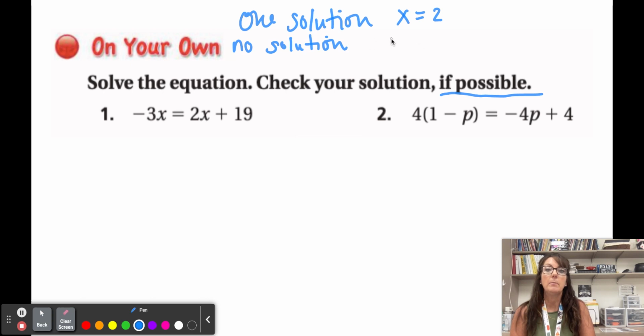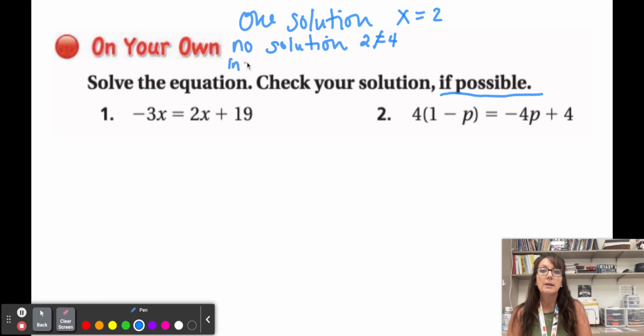And when you get to the end of your equation and you get something that says, like, maybe 2 is equal to 4. Is 2 equal to 4? No. That's not true, ever. No solution for that equation.